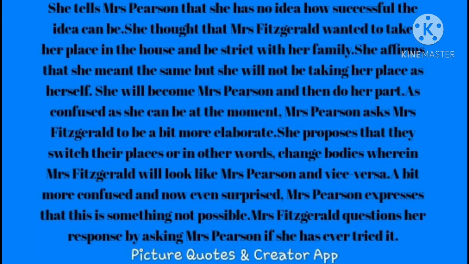Mrs. Fitzgerald tells Mrs. Pearson that she has no idea how successful the idea can be. Mrs. Pearson thought that Mrs. Fitzgerald wanted to take her place in the house and be strict with her family. She affirms that she meant the same, but she will not be taking her place as herself. She will become Mrs. Pearson and then do her part. As confused as she can be at the moment, Mrs. Pearson asks Mrs. Fitzgerald to be a bit more elaborate.